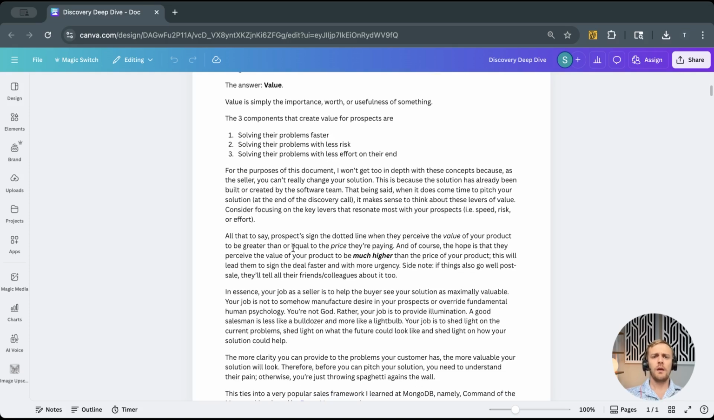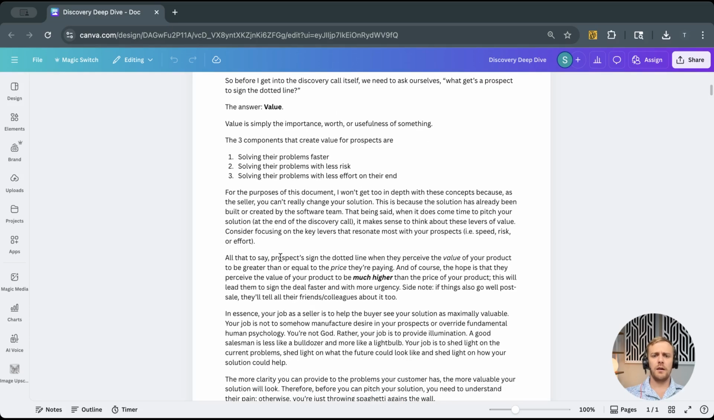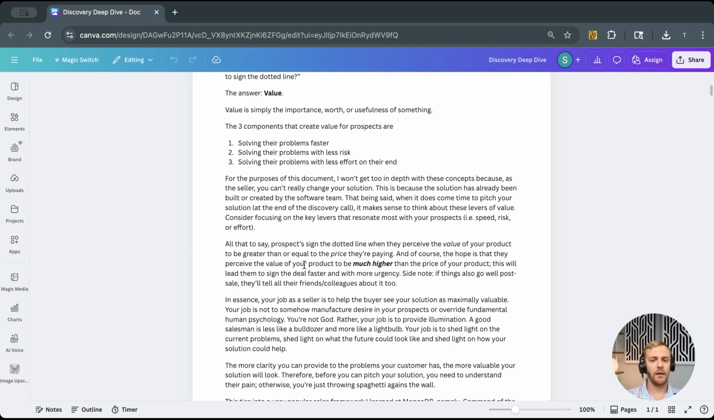Okay. Like I said, prospects sign the dotted line and become customers when they perceive the value of your product to be greater than or equal to the price that they're paying. You might need to pause and think about what that means. But the value needs to be greater than or equal to the price that they're paying, or else they'll never buy. And that's kind of how you make your decisions too. If you're buying a water bottle, you're not going to buy it until the value of the water bottle is greater than or equal to the price you're paying.